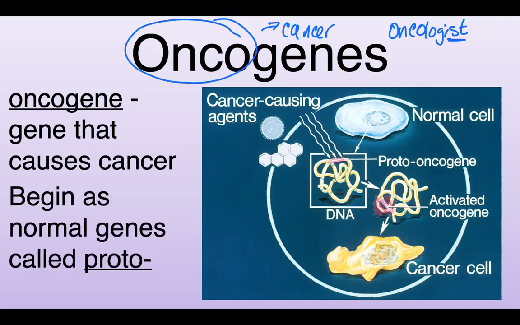Now, oh, that got cut off. I'll just write in the rest. Oncogenes. Now, we're not really born with oncogenes. They actually start as normal genes that we call proto-oncogenes. I think the prefix proto means before, but I have to double check that.